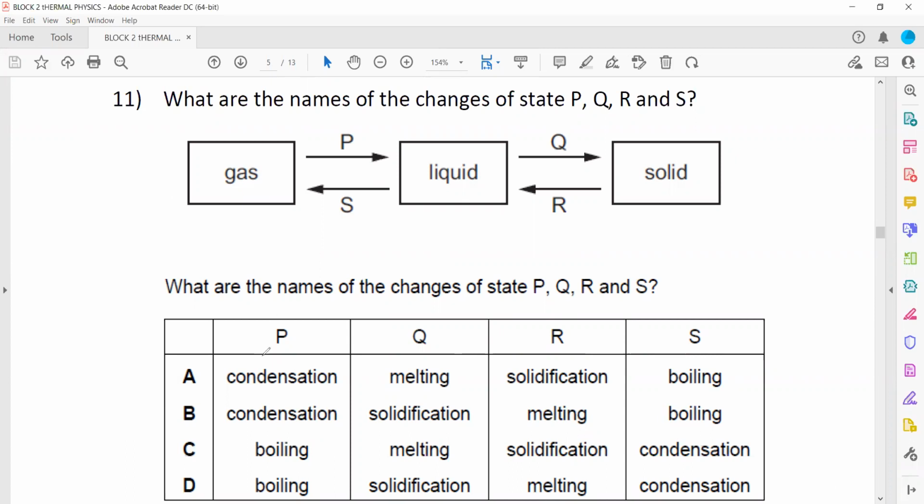So P is condensation, liquid is turning into solid, so it's freezing or solidification you can also say. Solid is turning into liquid, so that is melting, and liquid is turning into gas, so that is boiling. So it matches with option B.